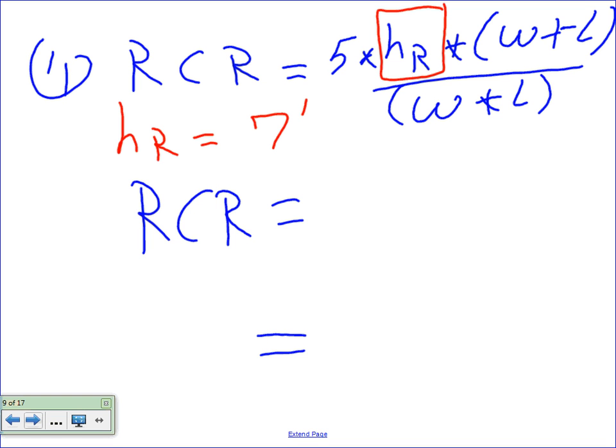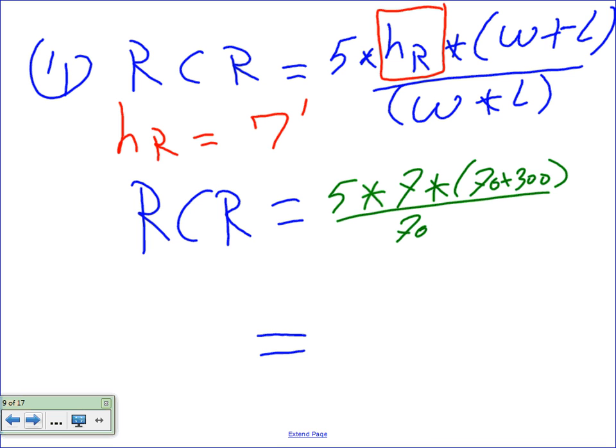Okay, let's go ahead and do it for the room cavity ratio. I have 5 multiplied by the height of the cavity, which is 7 for the room, times (70 plus 300) divided by (70 times 300). If you have a good calculator, you should come up with the room cavity ratio of 0.6, if I did my math right.